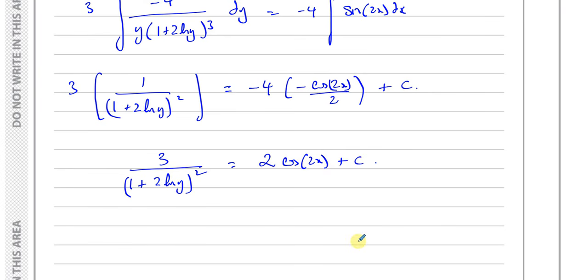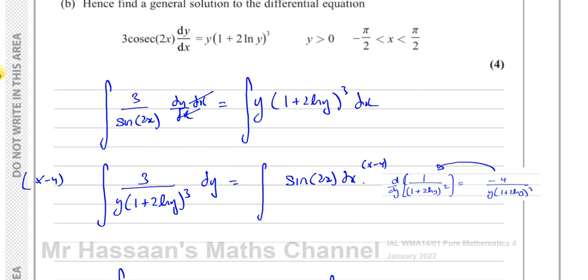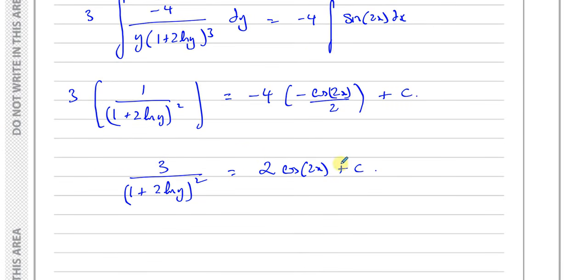Now I can leave my answer like that. I don't need to make the answer y equals; in fact, that's going to be in the last part of the question. In this particular part, I can leave my answer like that, and that's perfectly fine, because it just says find a general solution, meaning get rid of the dy/dx and express it in terms of y and x. So I have y and x here. I don't have to write it as y equals any particular form. It didn't mention that, so this is perfectly fine.